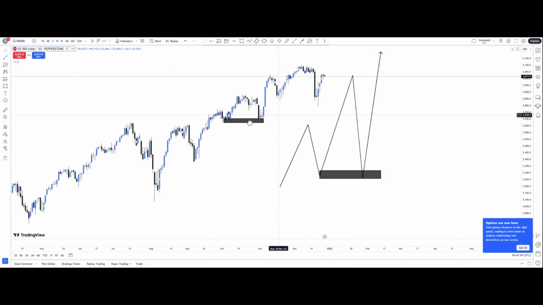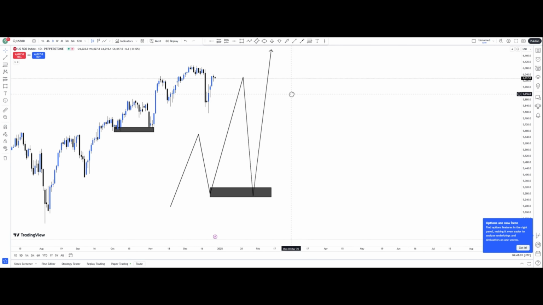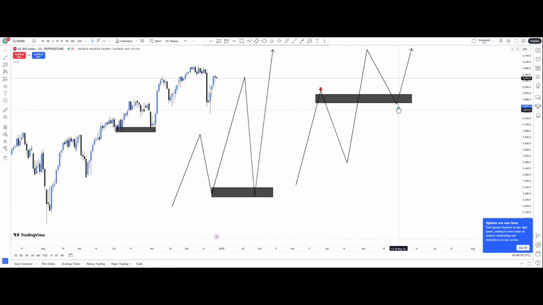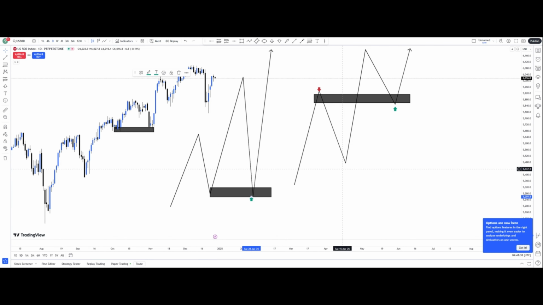The second type of entry, we wait for price to form a break and retest. A break and retest in this way is something like this. So this is a break and retest. You can see that here was a previous resistance changed towards a support. So this is a break and retest, while this is a demand zone for your entry.